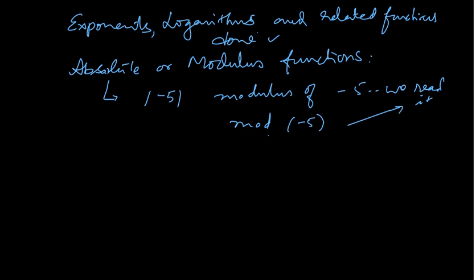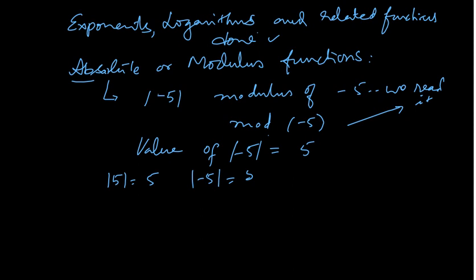Okay, so what is the value of it when you evaluate? The value of this equals 5. That means negative is ignored. You are taking the absolute value. You don't bother about negative. So modulus of 5 is equal to 5, and modulus of -5 is also equal to 5.